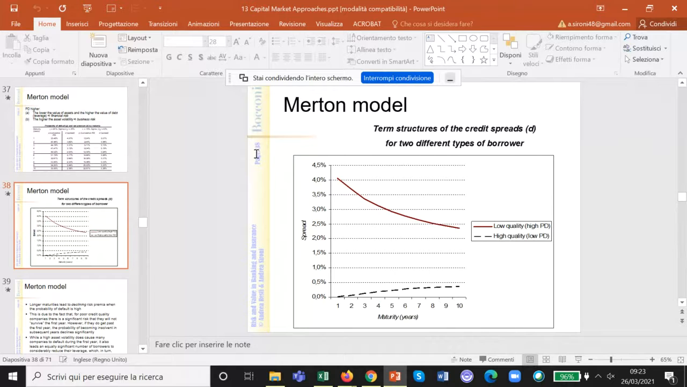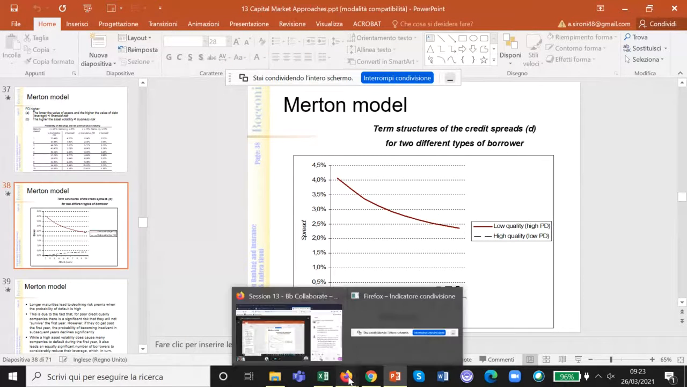What do you think? And by the way, this is very consistent with reality. If we observe the term structure of the spreads for low-rated companies and high-rated companies, we see exactly this kind of behavior. Where is this coming from? Does anyone have any idea?